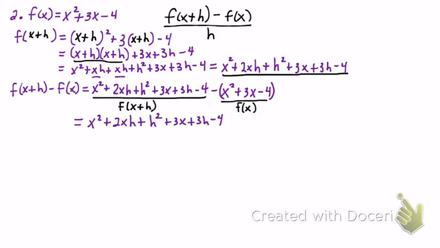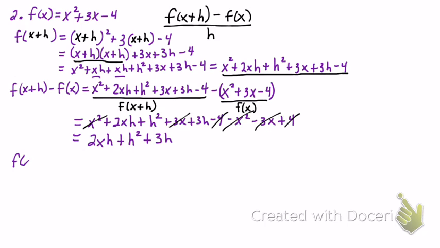So let me rewrite this. I've got to distribute the negative on the second polynomial, so minus x squared and a minus 3x and a plus 4. Again, what you're going to find is our f of x terms are the ones that are going to cancel with other terms. So we can cancel our x squareds, we can cancel our 3x and a minus 3x, and our 4 and a minus 4. So we end up with 2xh plus h squared plus 3h.